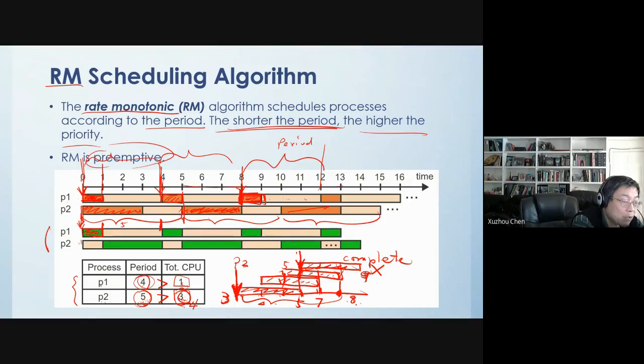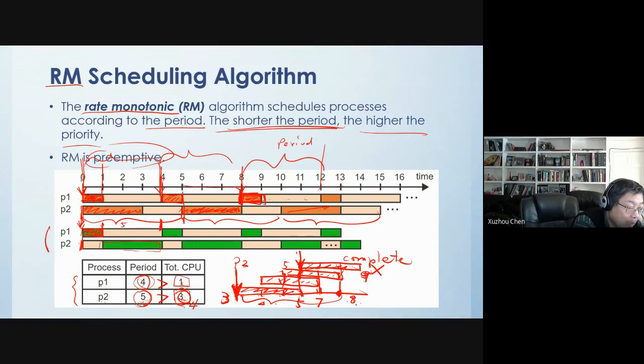Once process 1 completes the job, okay, now process 2 also requests the CPU, but it has a period of 5. So it has to wait until process 1 completes the job, and then process 2 is actually going to start to run. Okay.